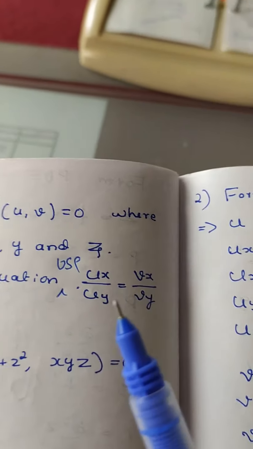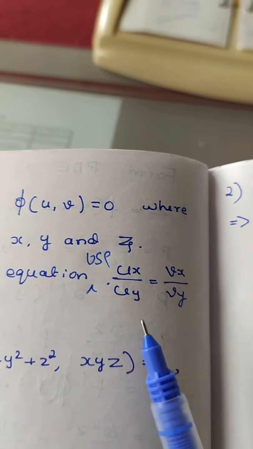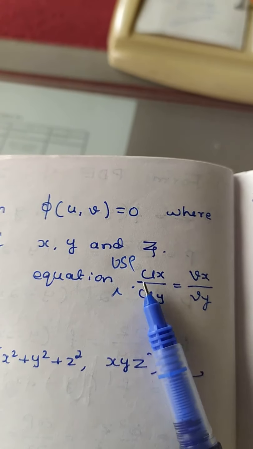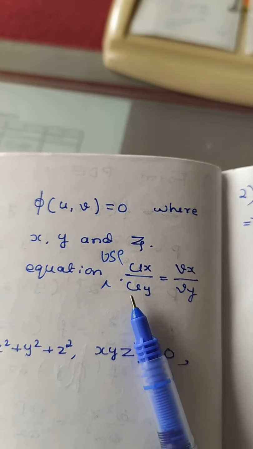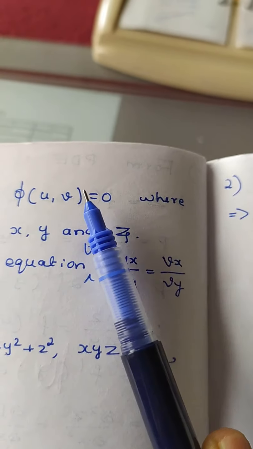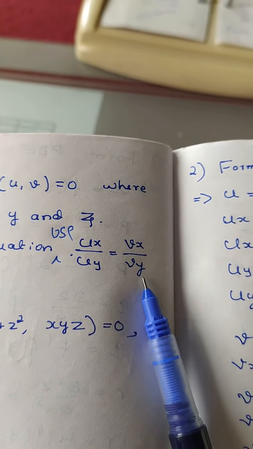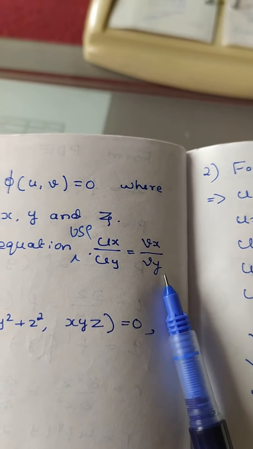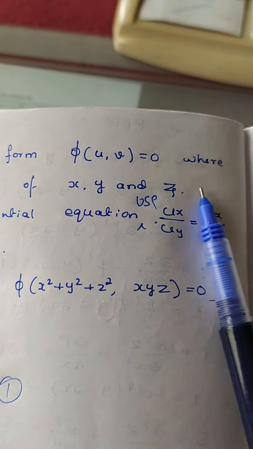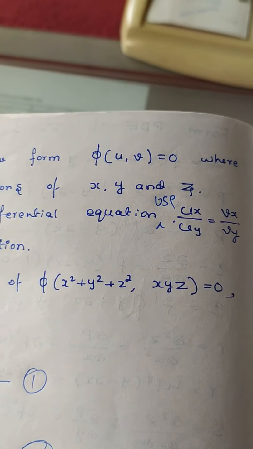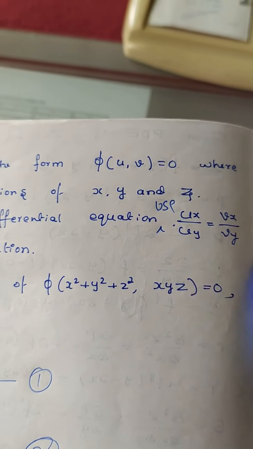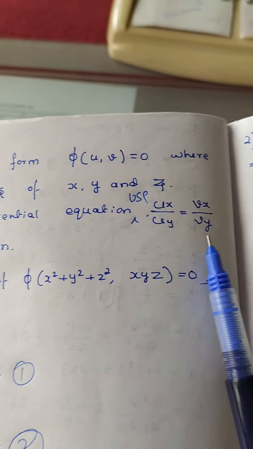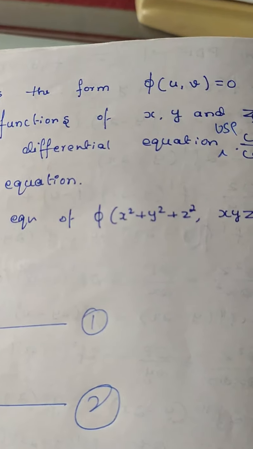In this case, find ux and uy. Ux means partial derivative of u with respect to x, that is dou u by dou x. Find uy, dou u by dou y. Similarly, find vx and vy. Vx means dou v by dou x, and vy is dou v by dou y. Okay, find the 4 partial derivatives and substitute in this equation. This equation is called the auxiliary equation, the supporting equation. Okay, substitute and simplify, that's it.